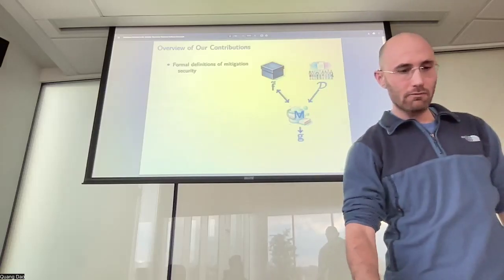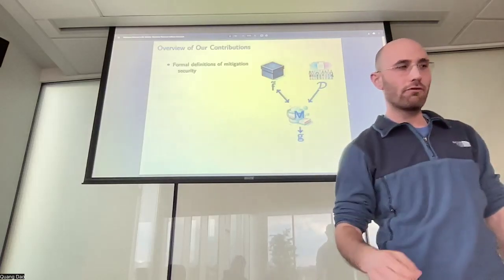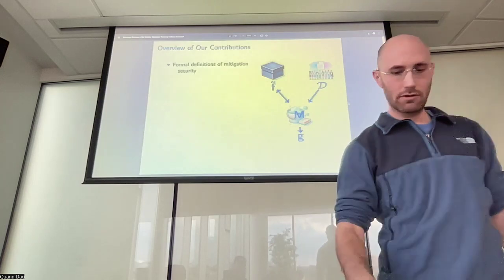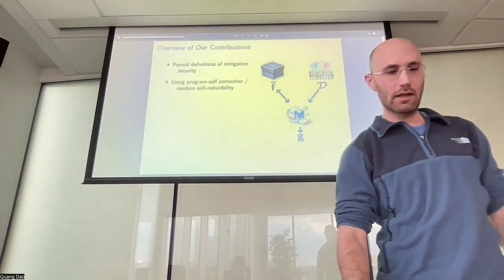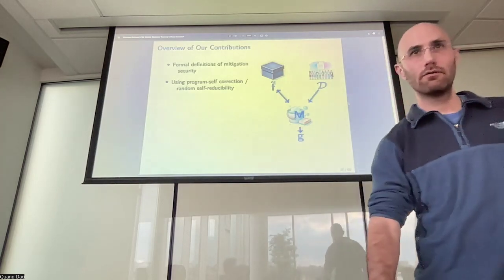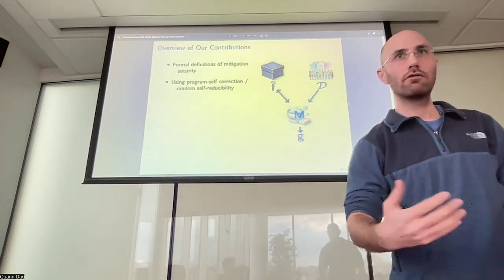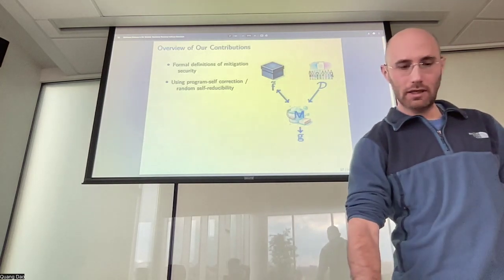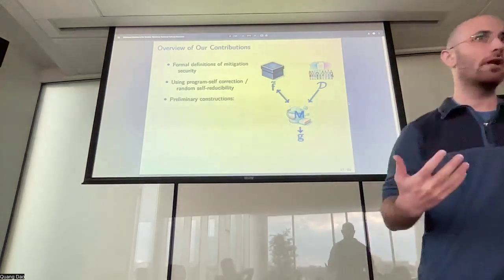Generally, for the rest of the talk, I'm going to be giving some formal definitions of what it means for a mitigator to be secure. And then I'm going to, again, try to convince you that program self-correction, random self-reducibility, is a good way to construct these kinds of secure mitigators. And in particular, I'll show you some preliminary constructions.